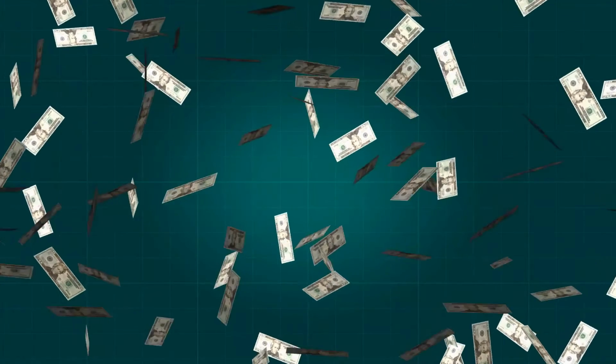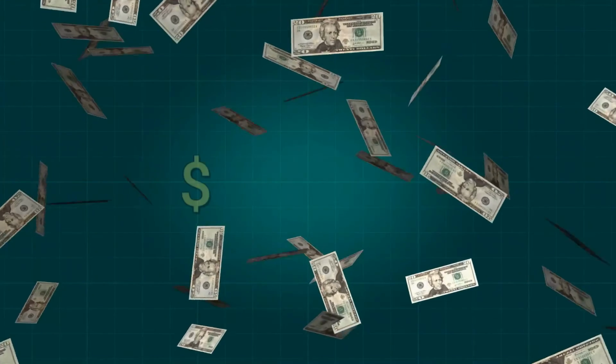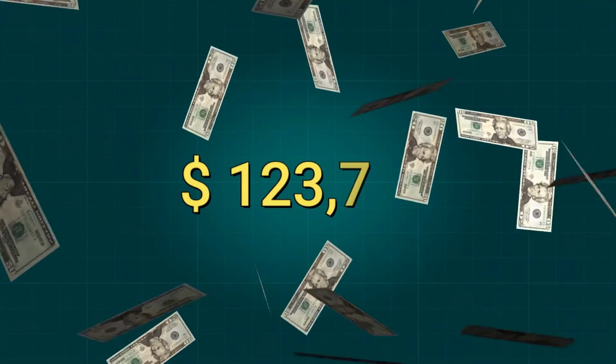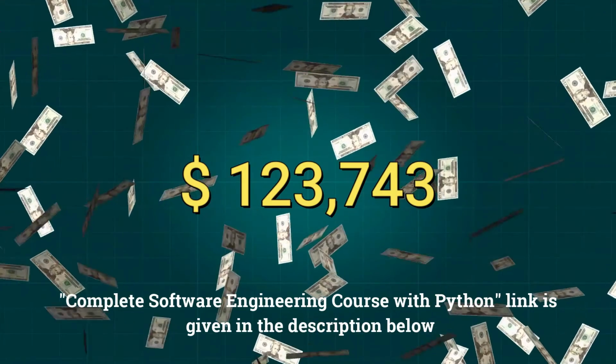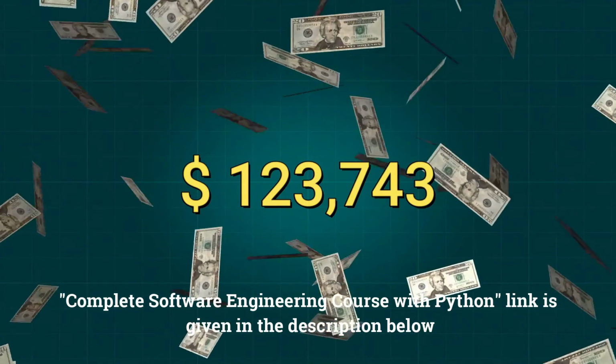According to one report, a Python developer earns $123,743 per year. So this is the average amount which a Python developer earns per year.